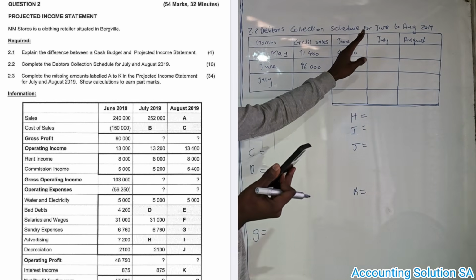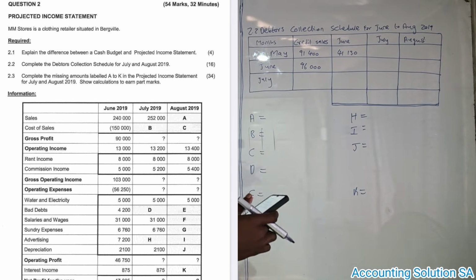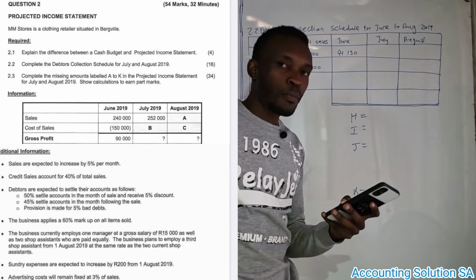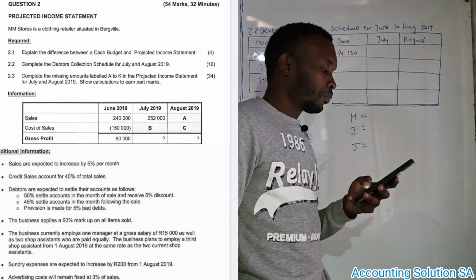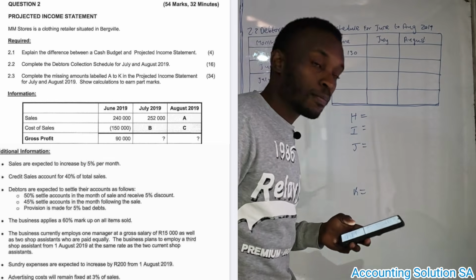They say that we have to do it for July and August. Okay, so the June column is not going to be marked in this case. Now let's check. We can also do it for practice purposes. So this is the information that we have. They give us additional information. Sales are expected to increase by 5% per month. This one we're going to use when we do the projected income statement.